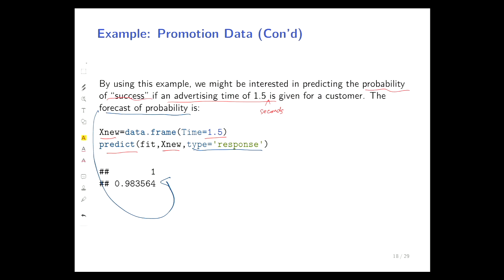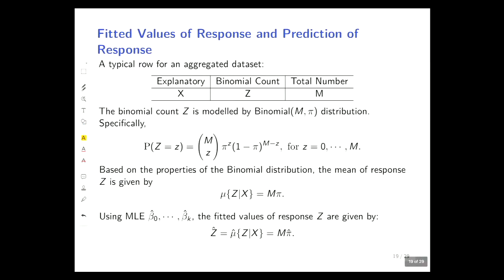But if you still remember our original data set, we have x, which is the explanatory variable, and z is actually the binomial count, so that is the number of successes. That's something we actually want to predict. And also we have m, the total number of trials. So naturally, it's not enough for this data set to predict the probability only. We need to predict the number of successes. So that's our purpose: we need to predict the binomial count, the number of successes.